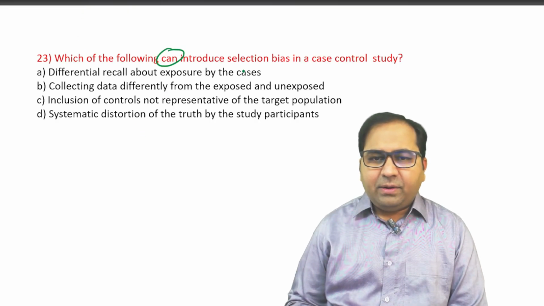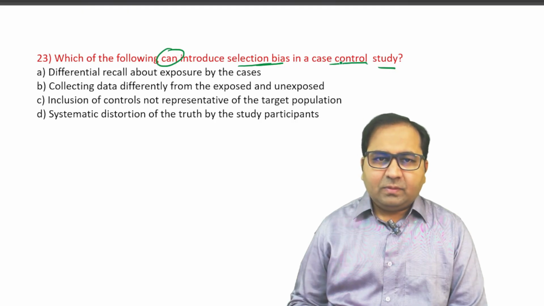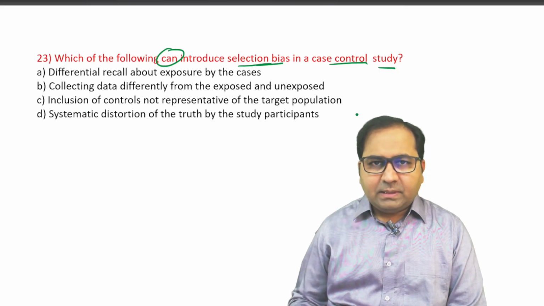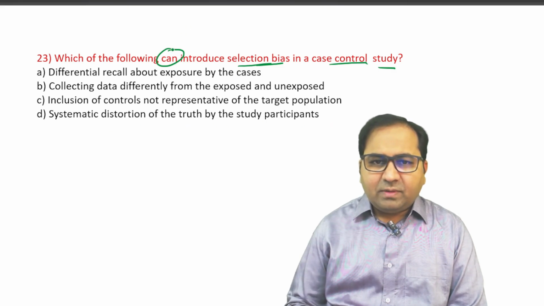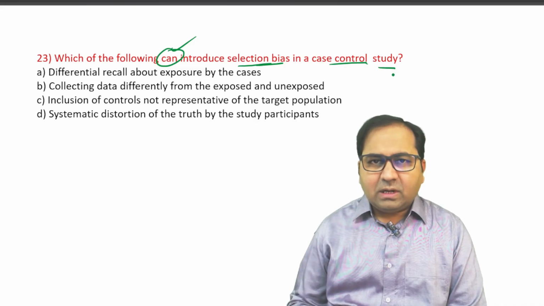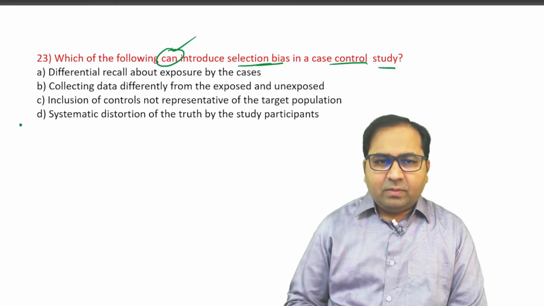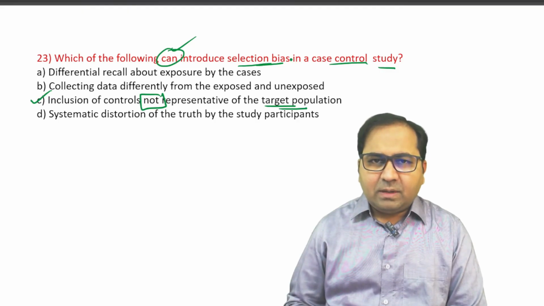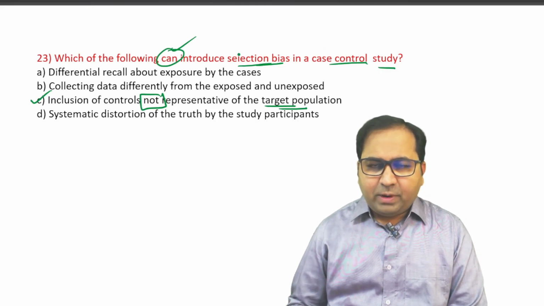Which of the following can introduce selection bias in a case control study? The options are A. Differential recall about exposure by the cases. B. Collecting the data differently from the exposed and the unexposed. C. Inclusion of controls not representative of the target population. Or D. Systematic distortion of the truth by the study participants. So which of the following can introduce the selection bias in the case control study? Of the options given, the option number C, that is inclusion of controls not representative of the target population. By doing so, you will introduce selection bias in the case control study. Please remember this point.